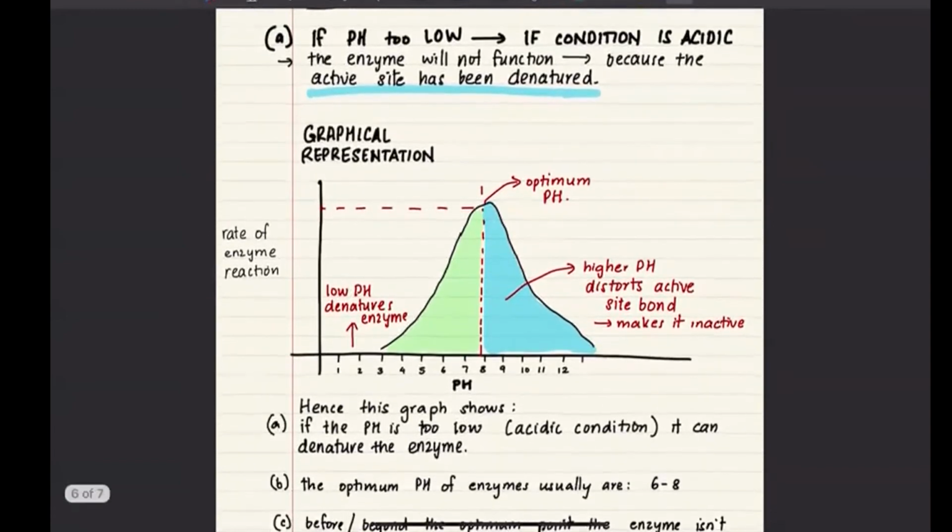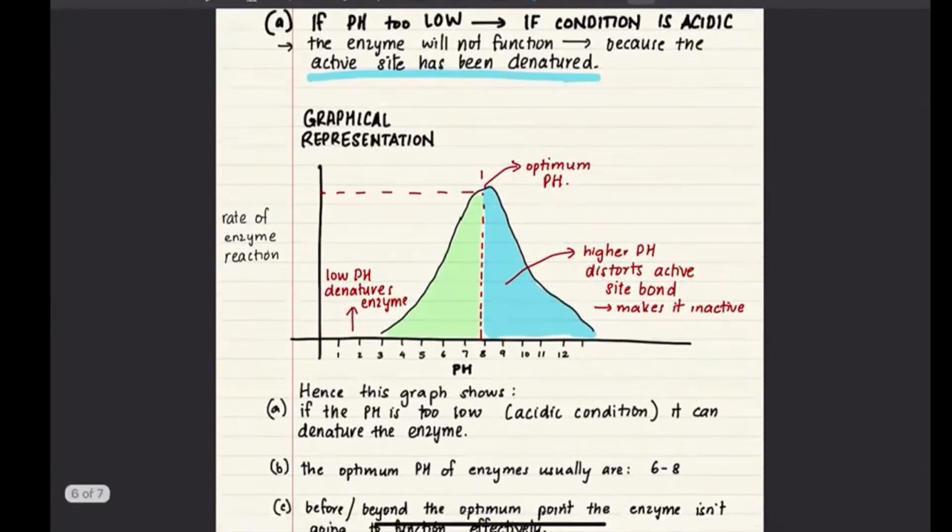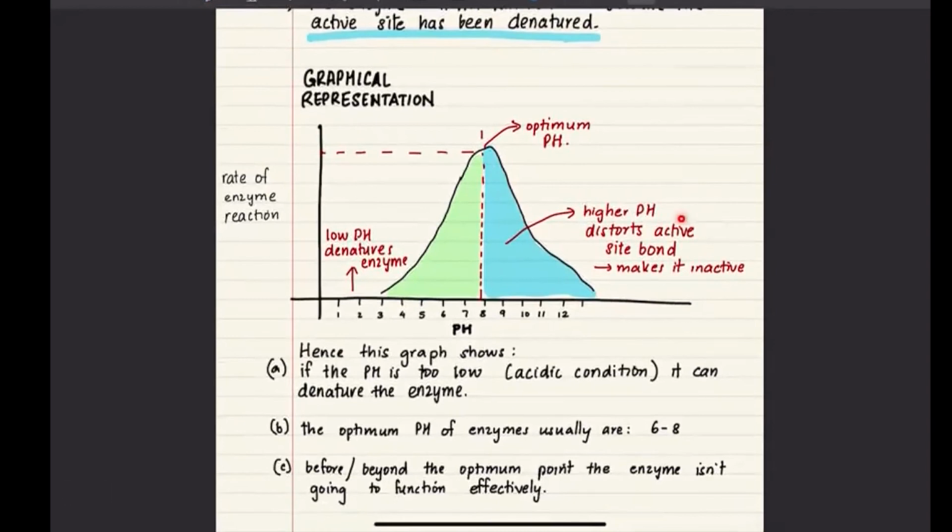This is how it looks on a graph. This over here is your optimum pH, and the lower the pH, the enzymes denature because the active site bonds all break up because of the strong pH, and you lose the shape of the active site, and then the enzyme and substrate cannot bind, and you do not get a reaction. Then you have a high pH, which also distorts the active site bonds and makes the enzyme inactive, so the substrate cannot bind to it.